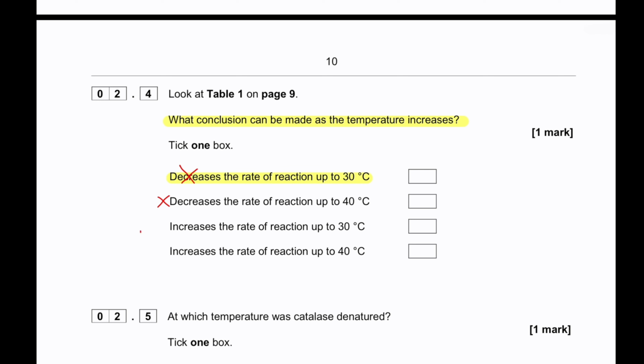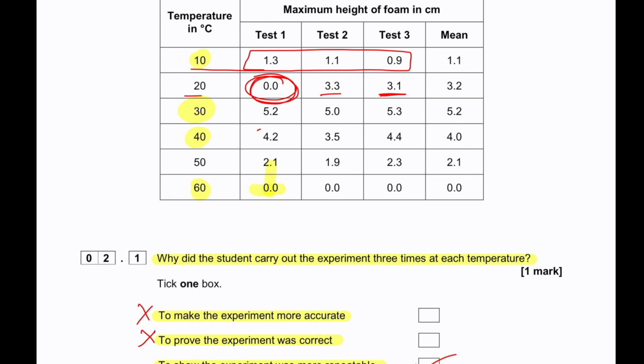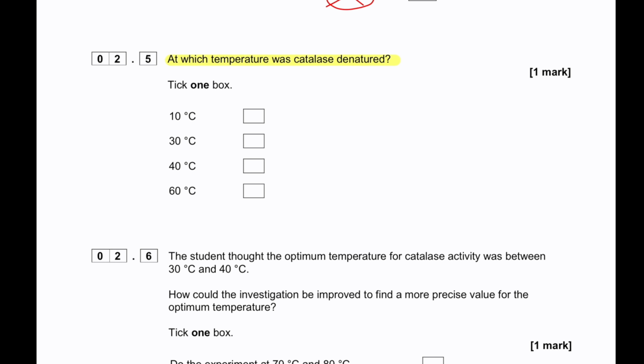Increases the rate of reaction up to 30 degrees Celsius. So this is the correct statement. Increases the rate of reaction up to 40 degrees Celsius. This is wrong, because we can see that at 40 degrees Celsius, the experiment produced less volume or less height of foam in comparison with 30 degrees Celsius, which has a higher height of foam. At which temperature was catalase denatured?